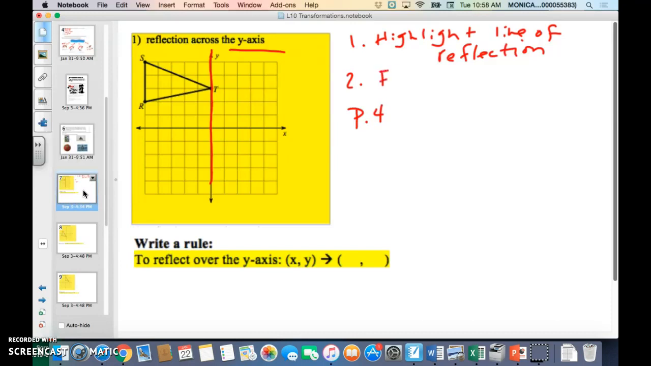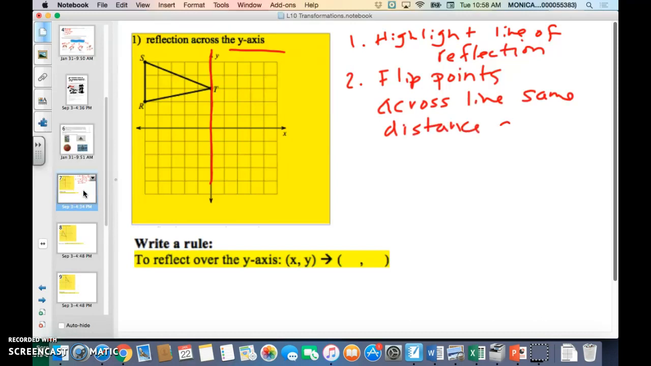All right. Second is flip points across the line, the same distance away, at 90 degrees. All right, so I'm going to flip it away. It's going to be 1, 2, 3, 4, 5. So I'm going to go 1, 2, 3, 4, 5. So this is my new R.